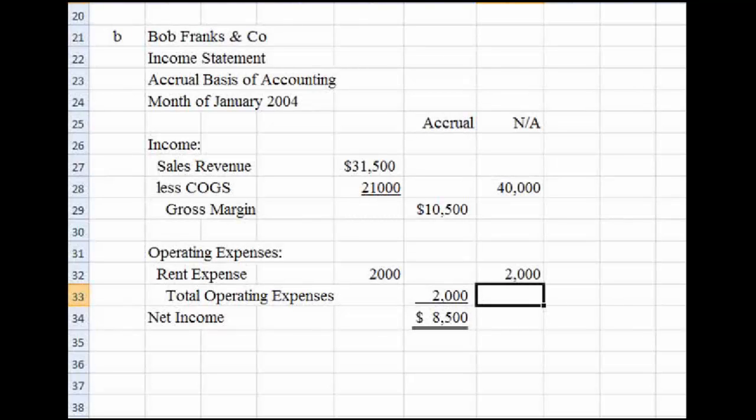The second question, which one provides better information as to what Franks & Company earned during the month of January? The whole concept of accrual-based accounting is designed to provide accurate recognition of income and expense matched with each other. The answer to this one should be the accrual basis. And 3, which one better reflects Frank's ability to generate future earnings and cash flow? Once again, I would say the accrual basis does a better job for this.